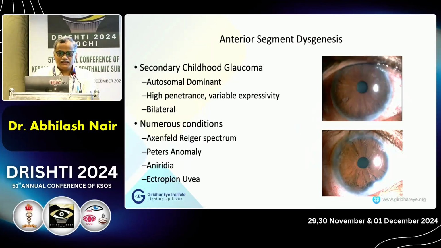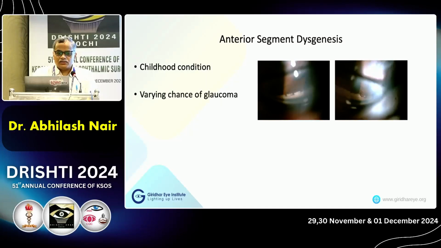Coming to anterior segment dysgenesis, these are classified as secondary childhood glaucomas. They are autosomal dominant with high penetrance, but the expressivity is variable. So you might get one generation with severe iris changes, and the next generation may not have too much of them. Typically bilateral because they are genetic. There are numerous conditions involved in this, but we will focus on Axenfeld-Rieger because that's where the peripheral anterior synechiae are most common. This is a gonio photo of a few of the iris membranes that are forming onto the Schwalbe's line.